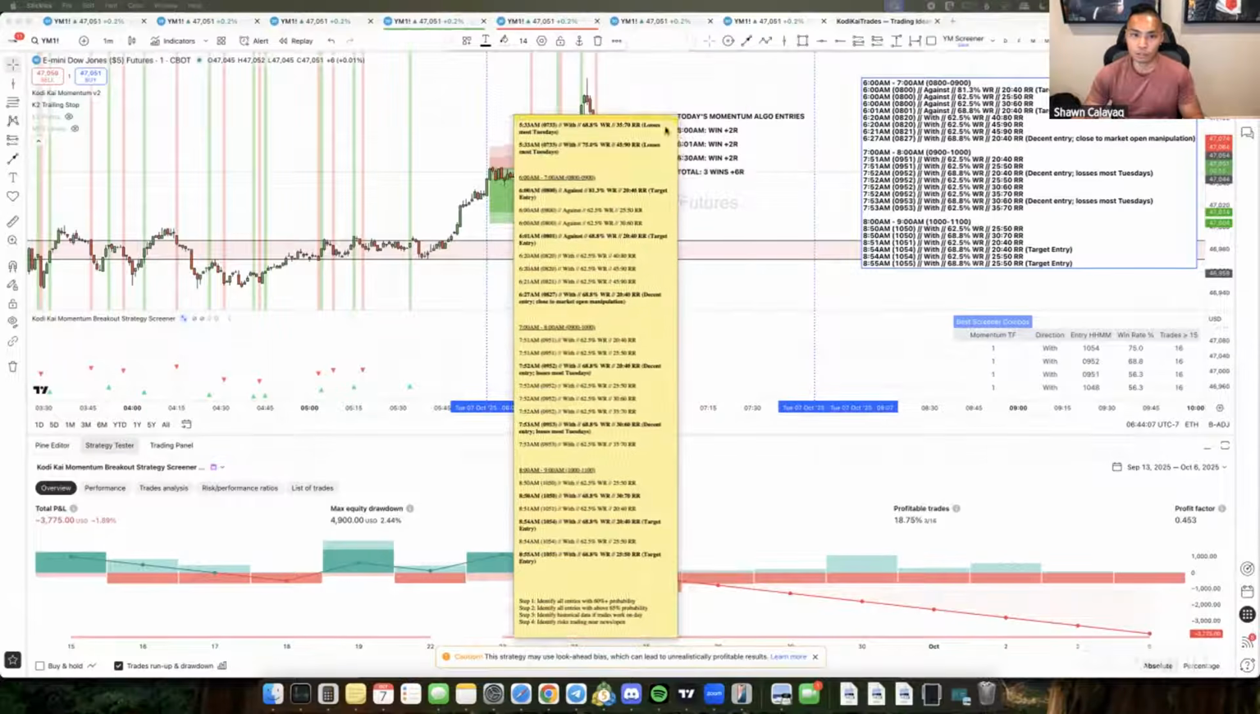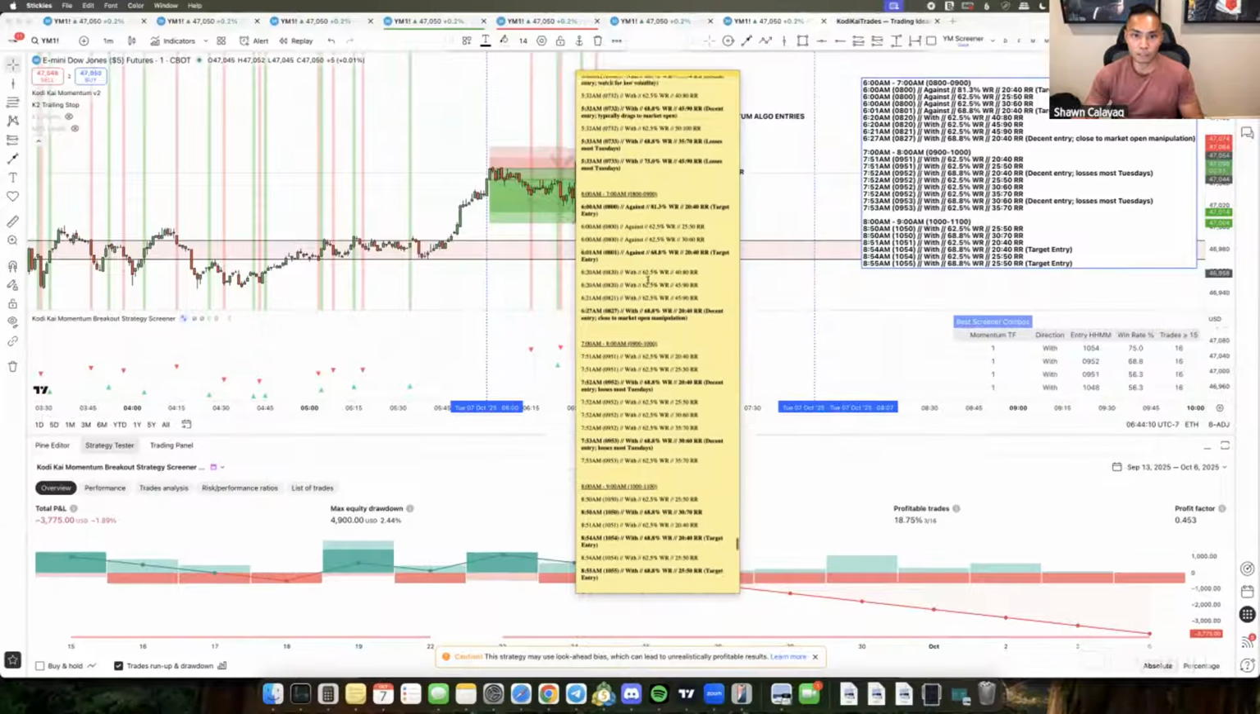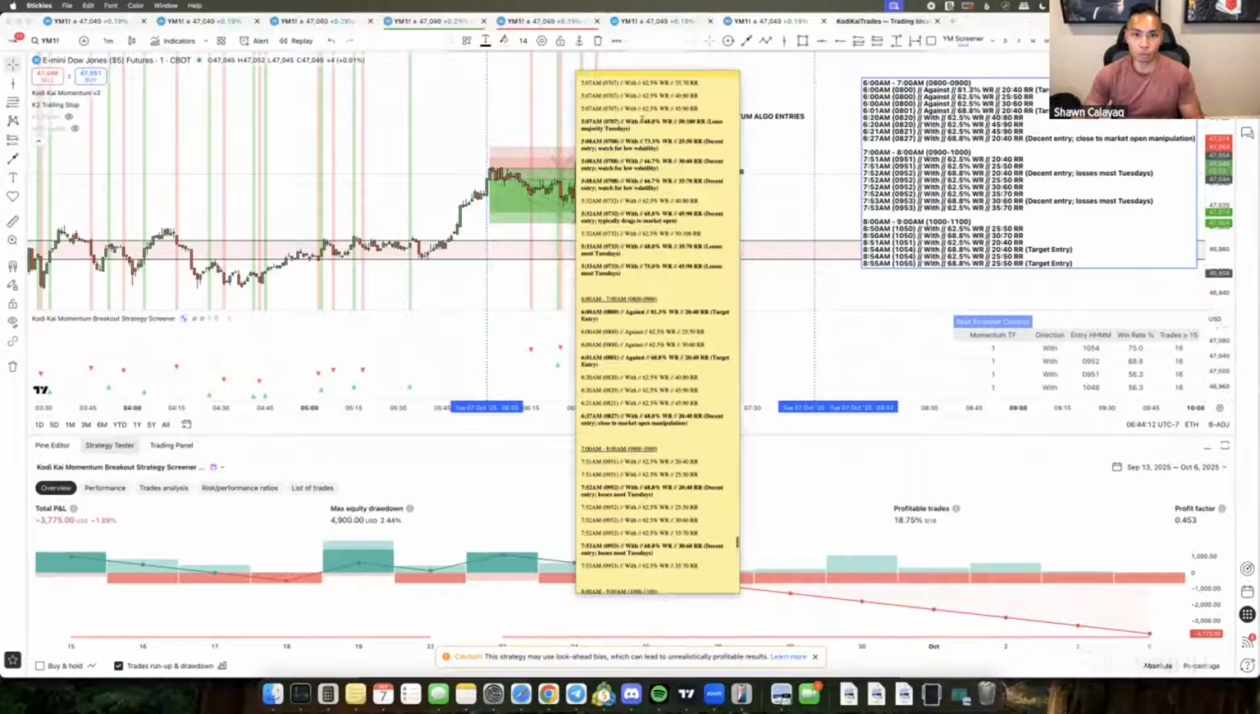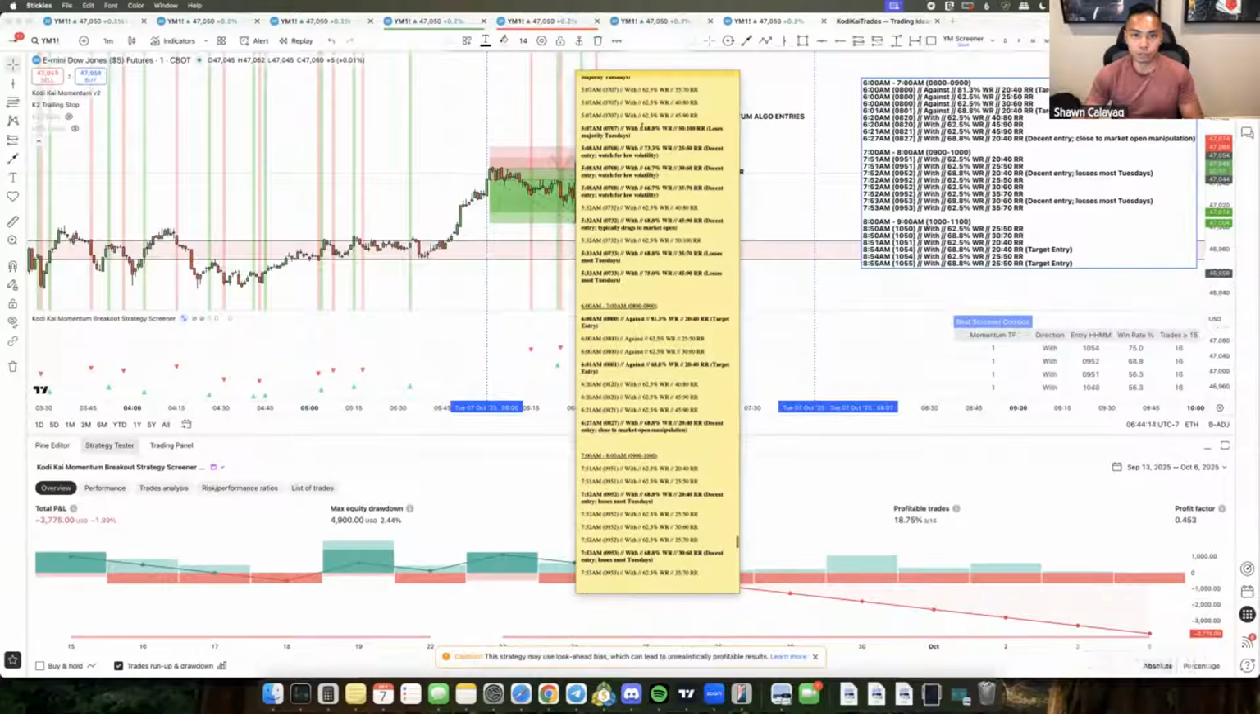Because there's a lot of trades here. So here's my list of trades. There's a ton of trades here, right? So you can see the ones in bold. Those are the ones that I'm actually looking to take. The ones that are just regular, not bolded, those are just trades that are going to be in confluence with my trade, but the ones that I'm actually looking to get into are the ones that are bolded. And I also put notes on them: target entry, decent entry, close to market, open manipulation.